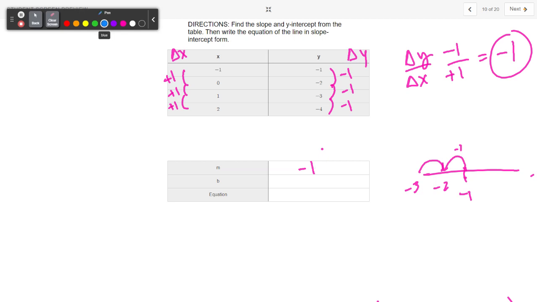My y-intercept, I have to look to see where x is 0. X is 0 right there. So that's my b value. My b value is -2.